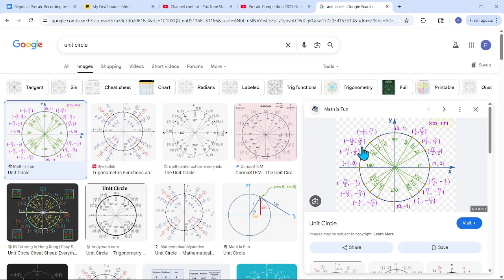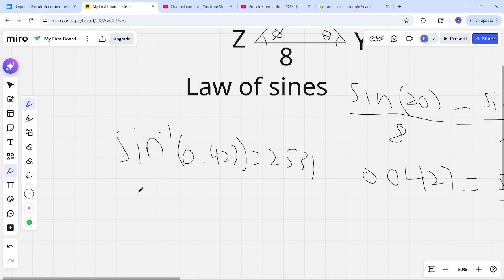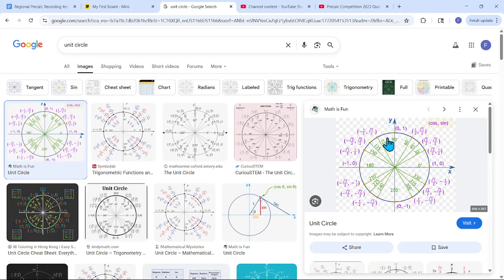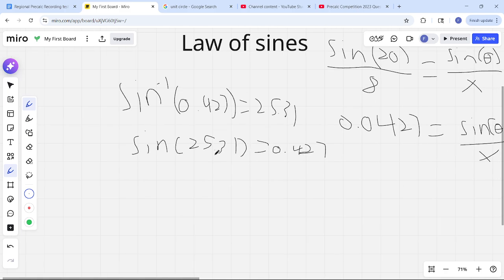So there's going to be two possible angle measures that will give you the same answer for inverse sine. For example, if I were to do sine of 25.31, I'm going to get 0.425. Well, there's another angle. We know based on the unit circle, there should be another angle in degrees that'll also give us this value. And since we want least, we have to check both side measurements.